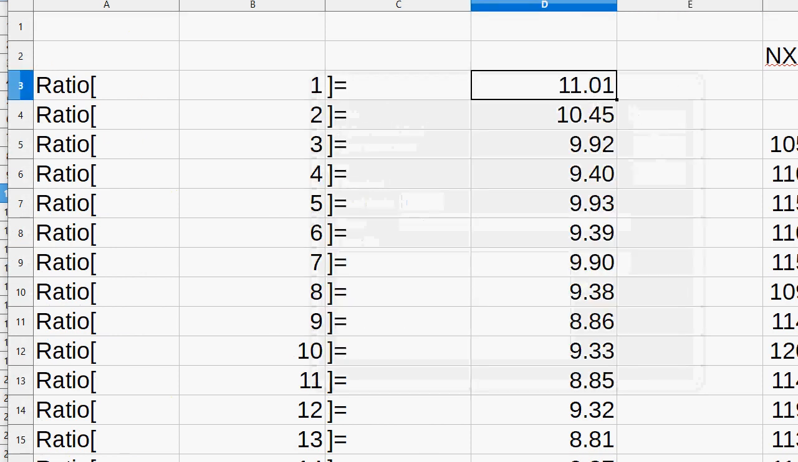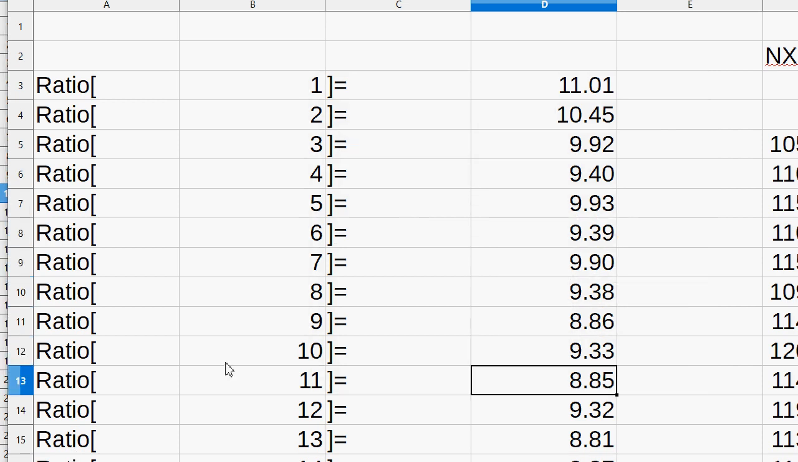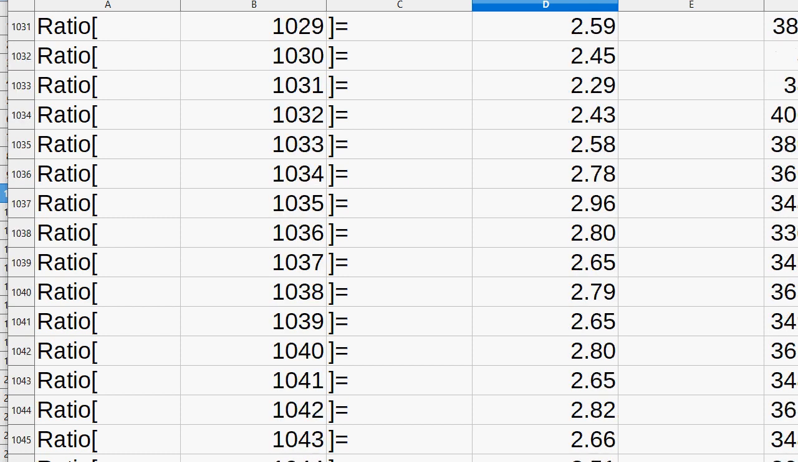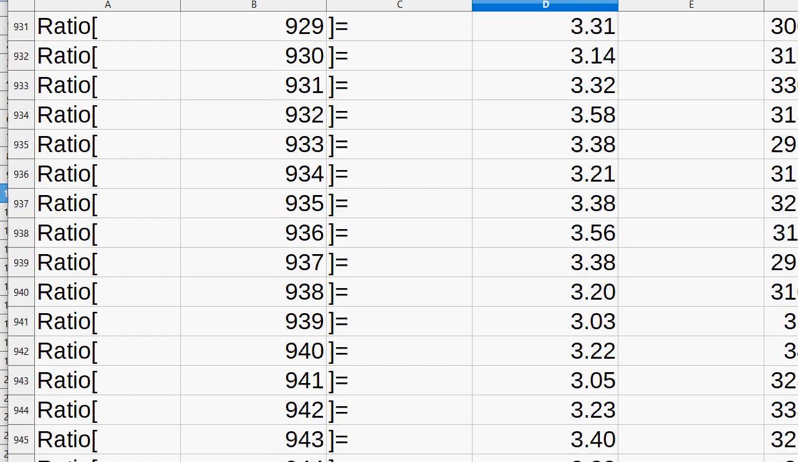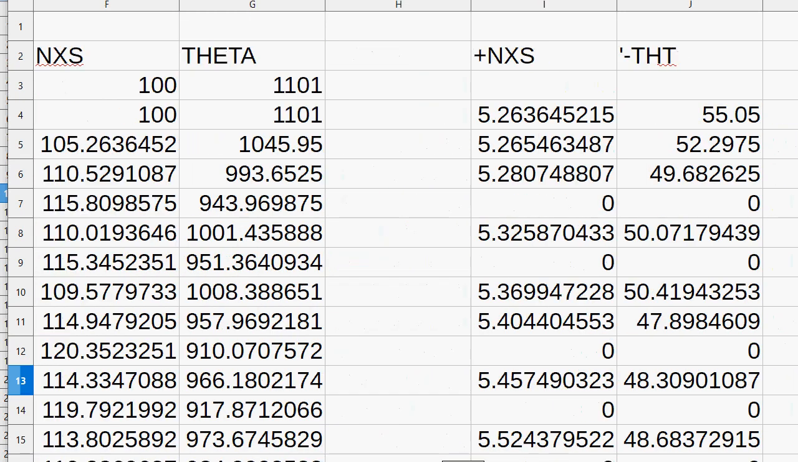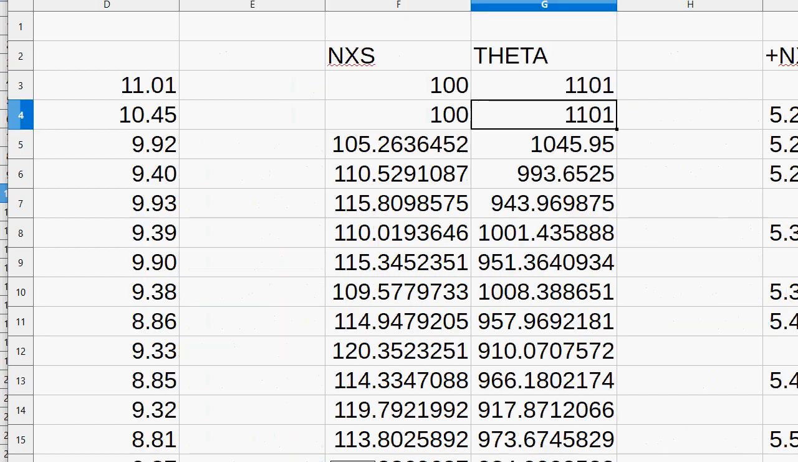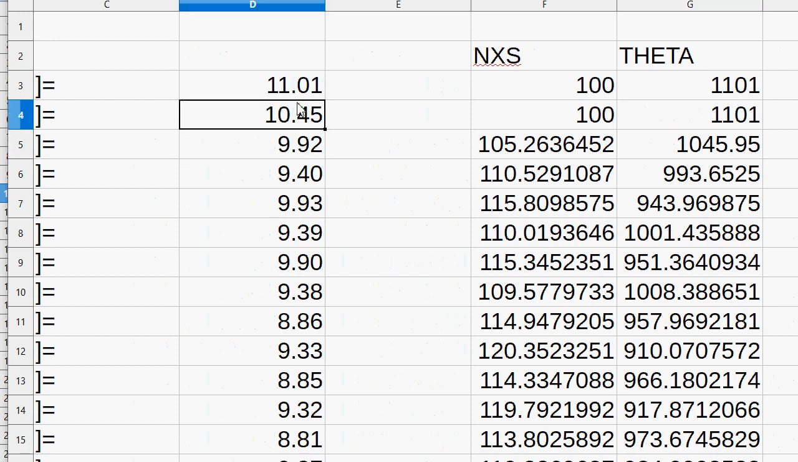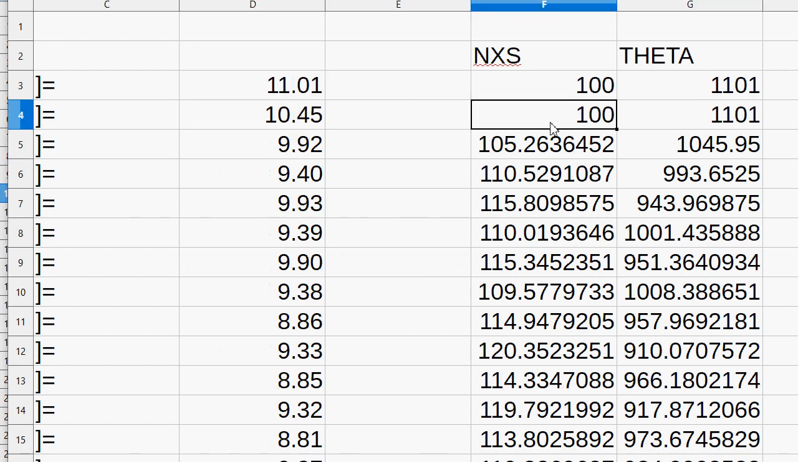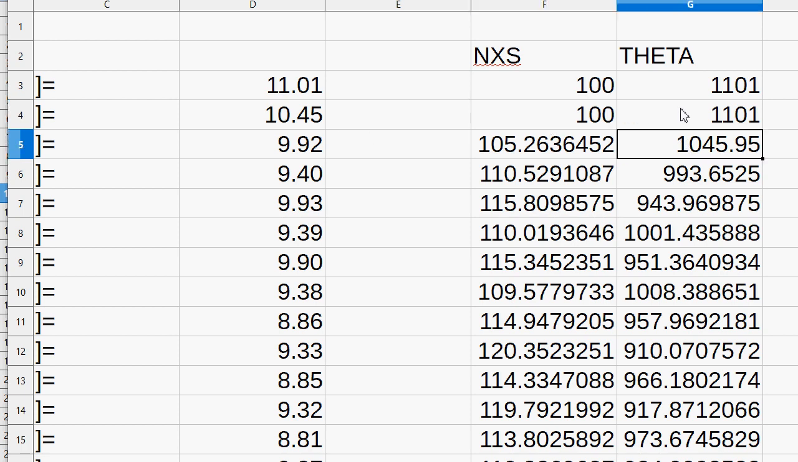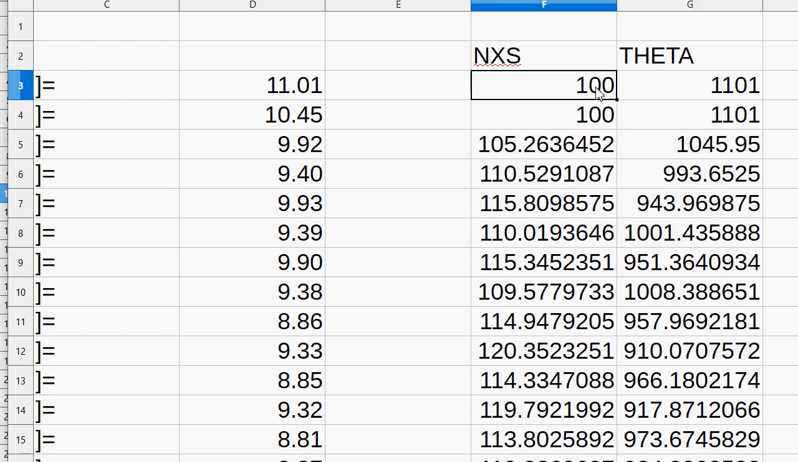So we see it go from 1101 to 1045. As I mentioned, there are over 1,000 of them. So I built a small little program in here, and it is the following. Whichever is the move is the trade. So if this goes up, then I want you to sell 5% of the Nexus that I own. And if it goes down, sell 5% of the Theta. Very, very, very simple. I started off with 100 NXS and 1101 of the Theta.